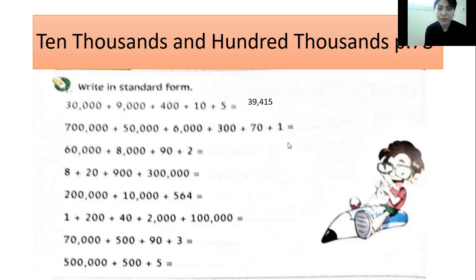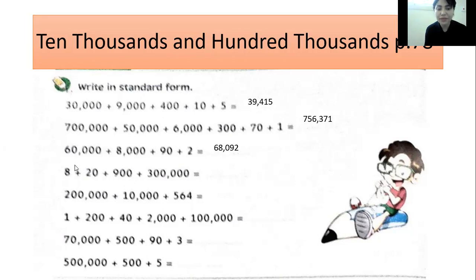And here the biggest number is 7. Then 5, 6, 3, 7, 1. So it is 756,371. Here 60,000, 8,092. Here I have 60,000. This is 5 digits, and I have 4 digits. I don't have 3 digits, so in the hundreds place will be 0. Okay, and I complete 68,092.